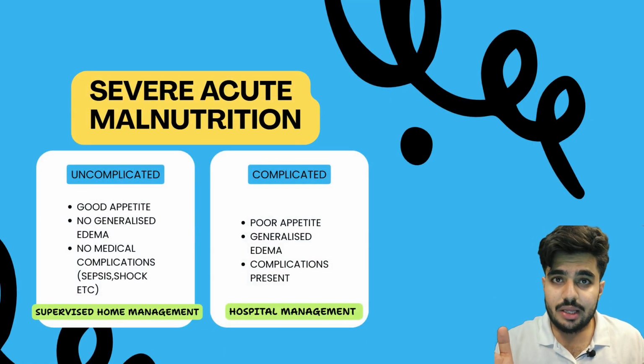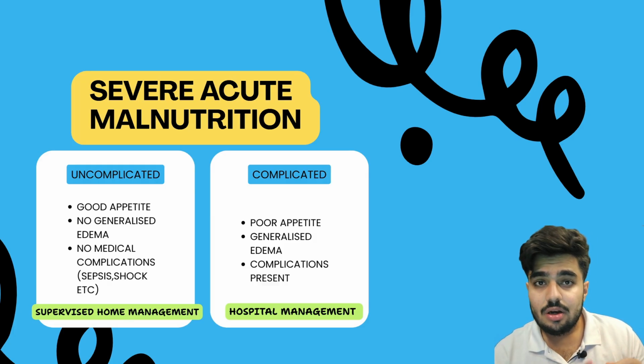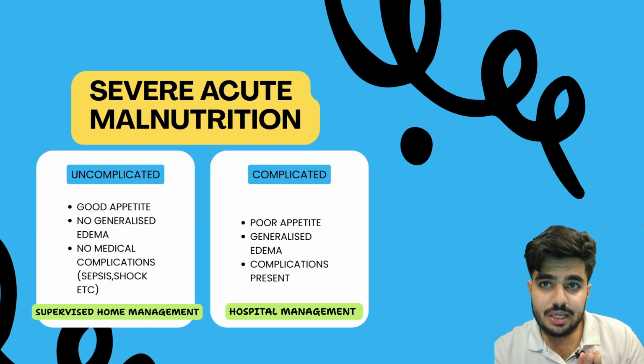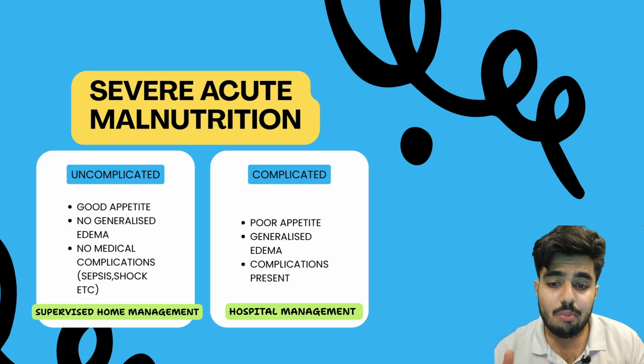Now, the severe acute malnutrition we have classified into two. One is the uncomplicated case, and the other is the complicated case. In the uncomplicated case, the kid is going to have a good appetite. There won't be any generalized edema. There won't be any medical complications like sepsis or shock. And if it is a complicated case, the appetite will be poor, there will be generalized edema, and there will be complications like dehydration, sepsis, or shock.